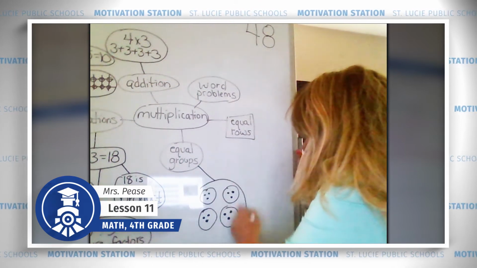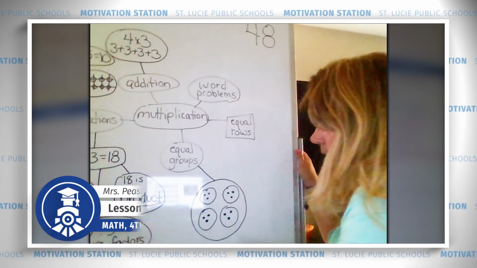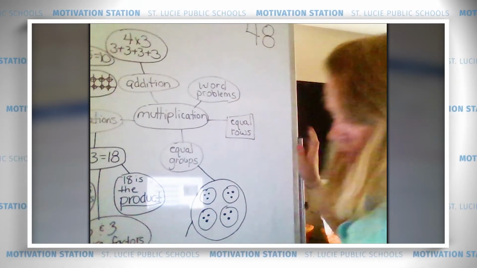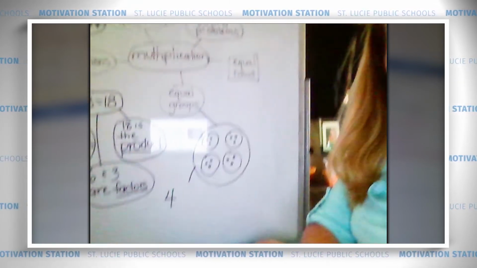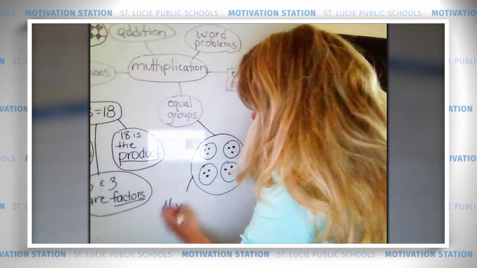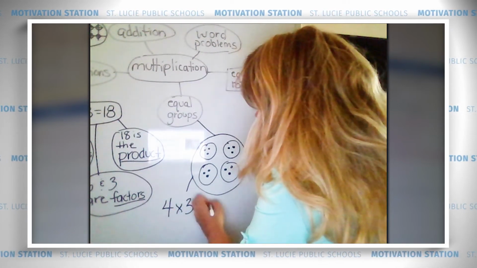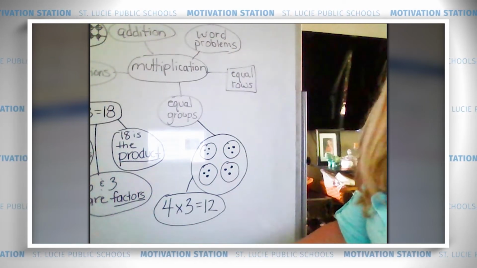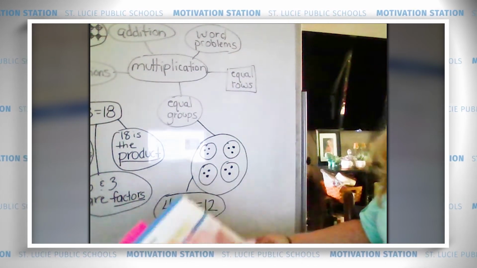Okay, and we're going to write an equation off of that. So that would be 4, you see me way down here? 4 times 3 equals 12. Whew, we've got a lot on our board there, or on your paper.